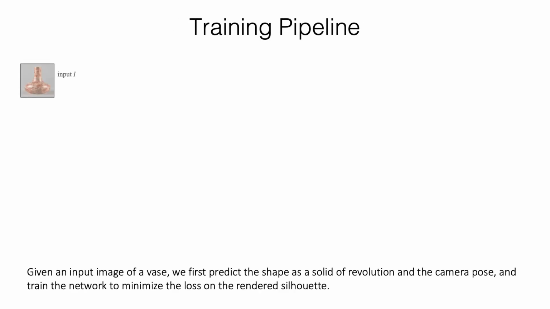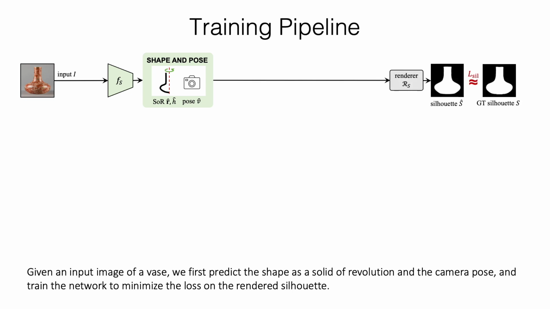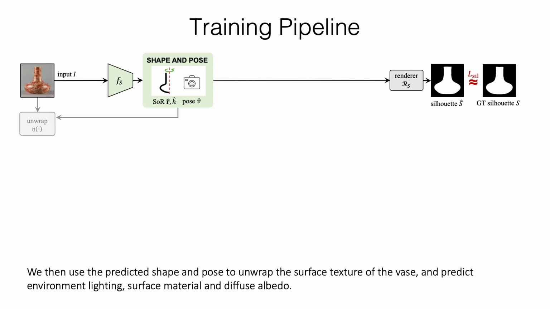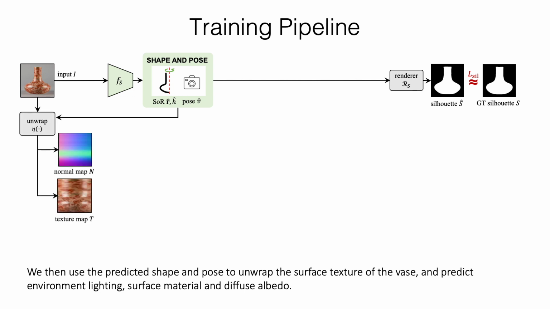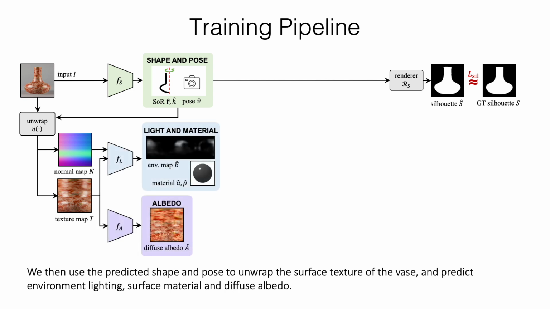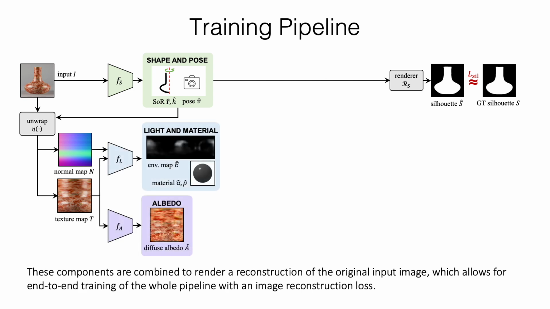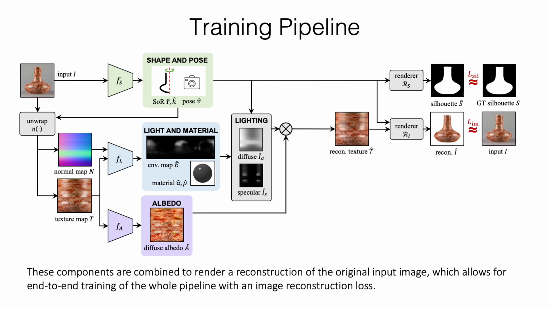To train our model, given an input image of a vase at training time, we first predict the shape of the vase as a solid of revolution as well as the camera pose, and train the network to minimize the loss on the rendered silhouette. We then use the predicted shape and pose to unwrap the surface texture of the vase and predict environment lighting, surface material, and diffuse albedo. These components are combined to render a reconstruction of the original input image, which allows for end-to-end training of the whole pipeline with an image reconstruction loss.